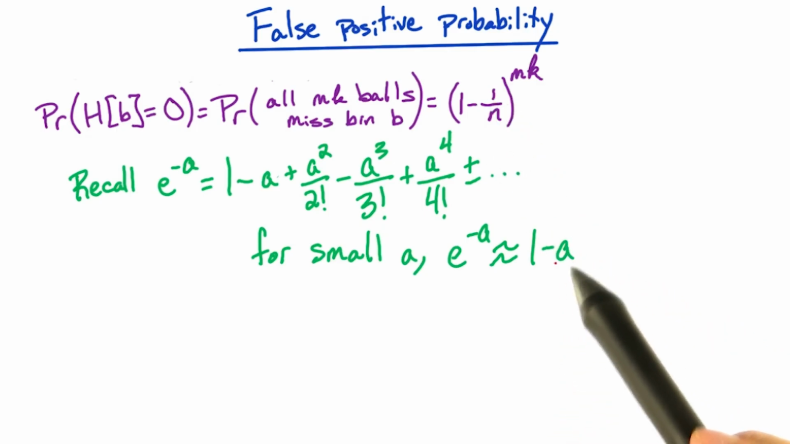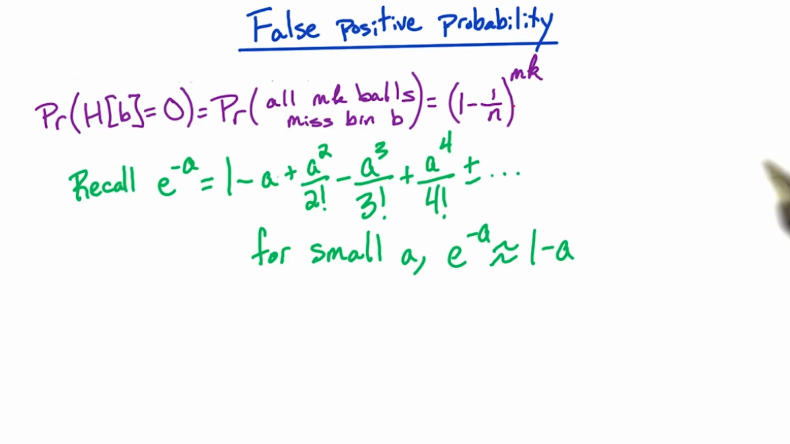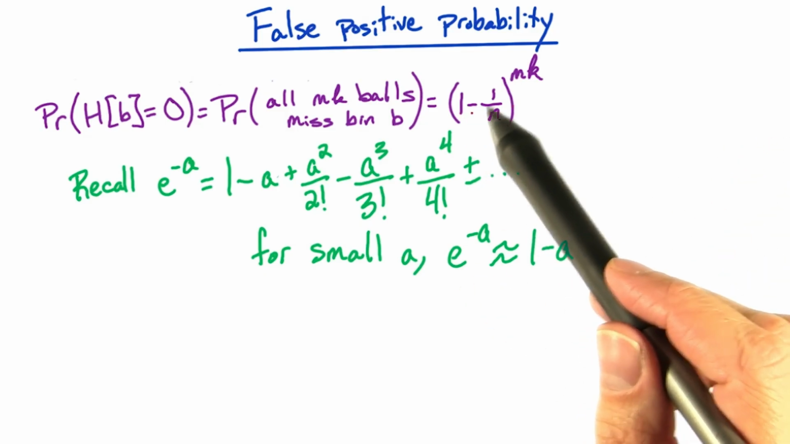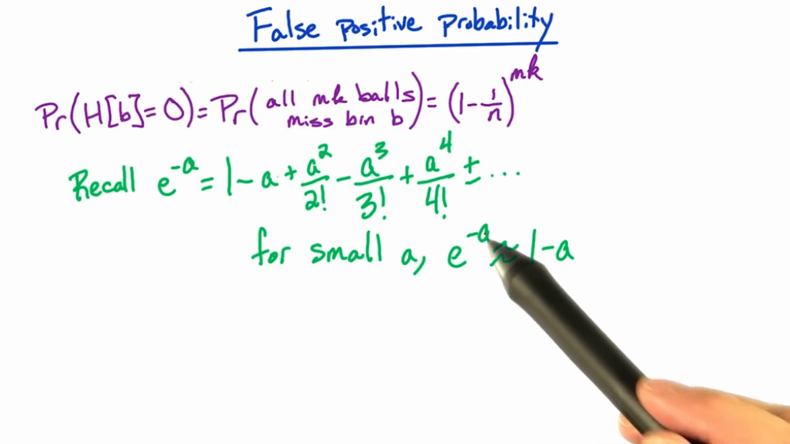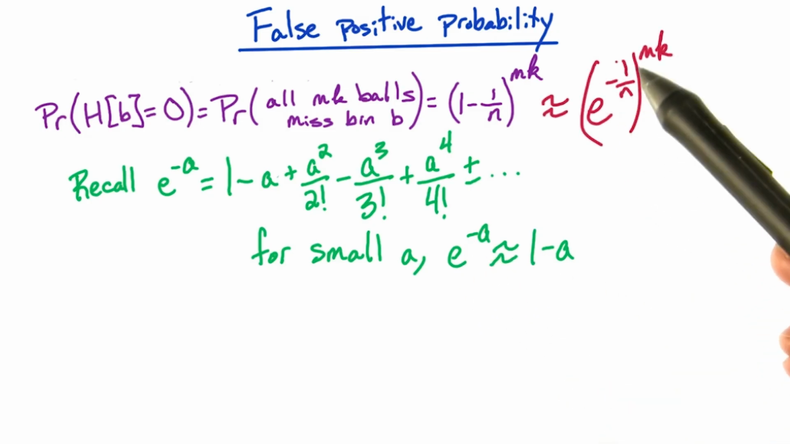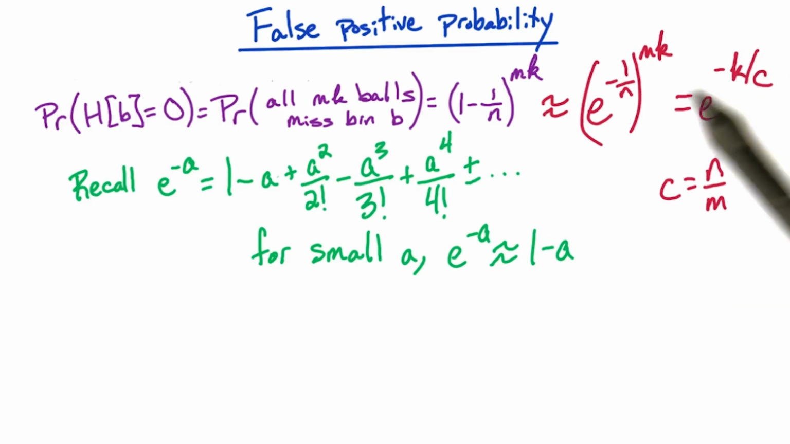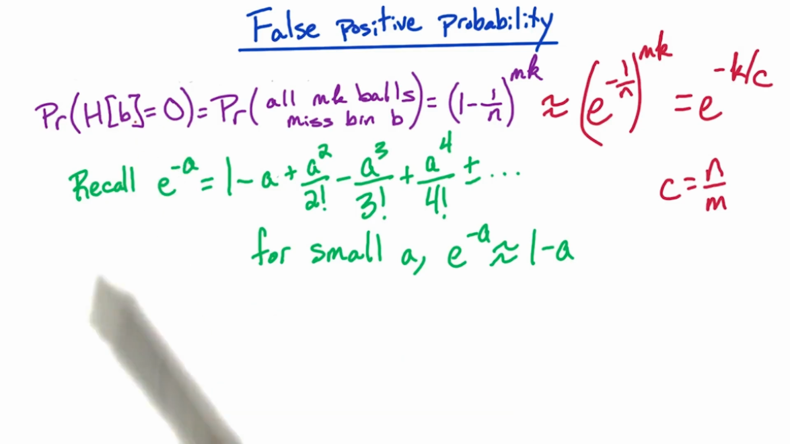So what can I do here? Here I have a equals 1 over n. As n grows, 1 over n goes to 0, so this is a reasonable approximation. I can replace 1 minus 1 over n by e to the minus 1 over n. So I have e to the minus mk over n. Recall that c is the ratio of the size of the hash table to the size of the database. Therefore, this expression can be simplified to e to the minus k over c. So now I have a very simple expression for the probability that a specific bit is 0.